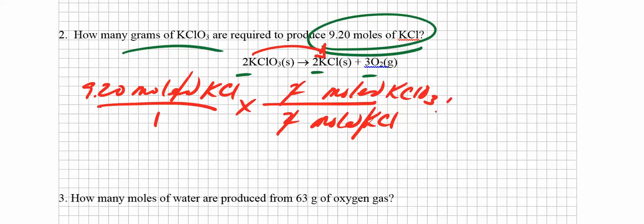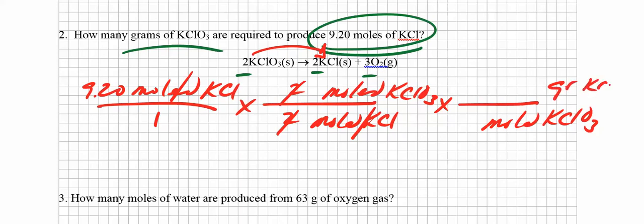So we'll do it. Times whatever unit's in the upper left goes into the lower right. So in this case, it's moles of KClO3. So we'll put KClO3 right there. Now, what are we looking for? We're looking for grams of KClO3, so I'll put that on top. So grams of potassium chlorate go on top. Now, how many grams does 1 mole weigh?